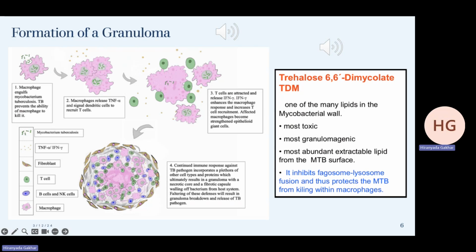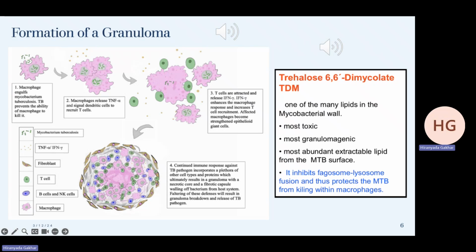These antigen presenting cells then present the foreign antigen on the major histocompatibility complex MHC class II to the CD4 plus helper T cells. This induces the secretion of cytokines, which results in the conversion of CD4 helper T cells to the Th1 subtype. Following this, there is a release of the interferon gamma, which enhances the macrophage's response and increases T cell recruitment. This process also affects and strengthens the macrophages and leads to their conversion to the epithelioid giant cells, thus leading to the formation of such a granulomatous structure.